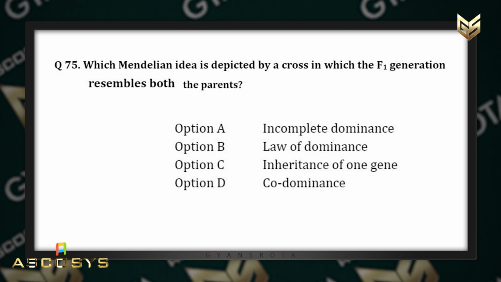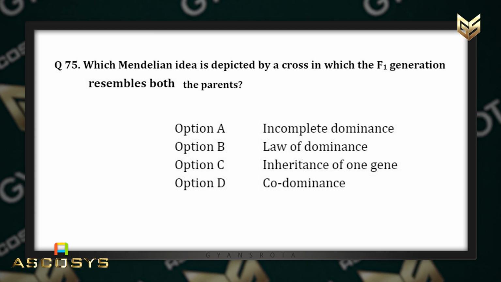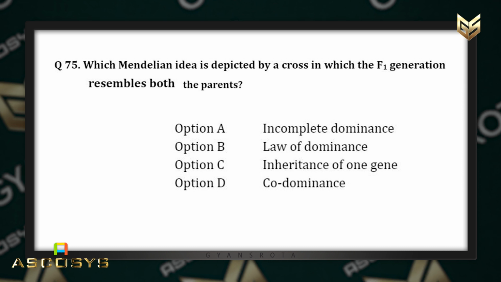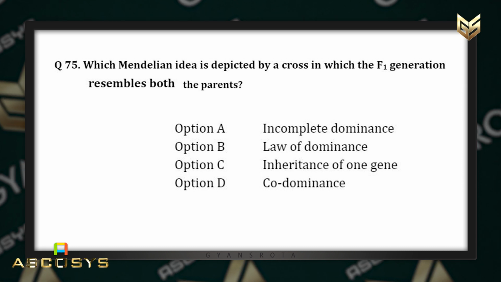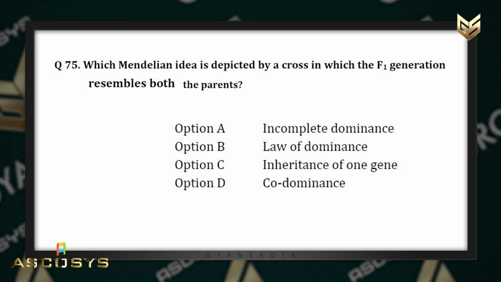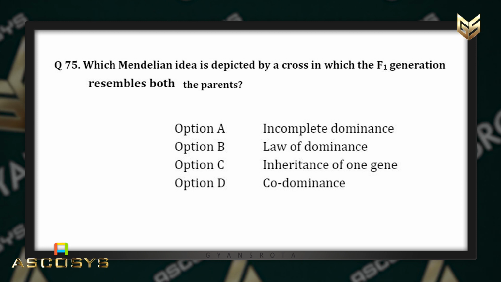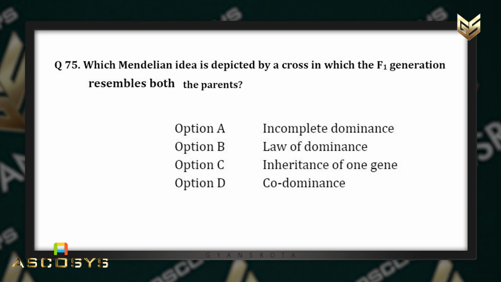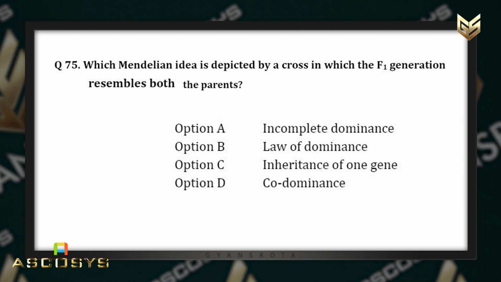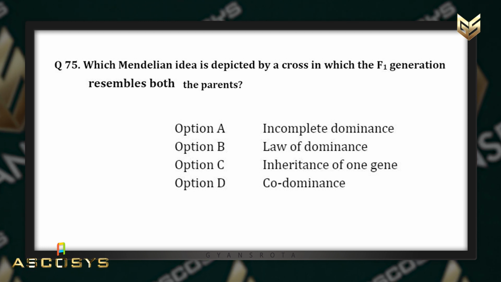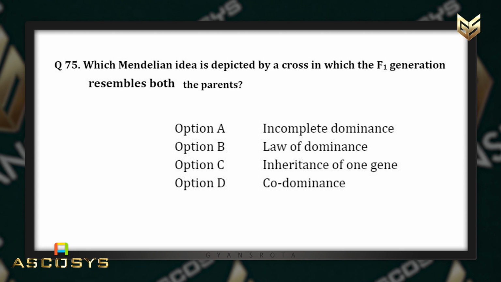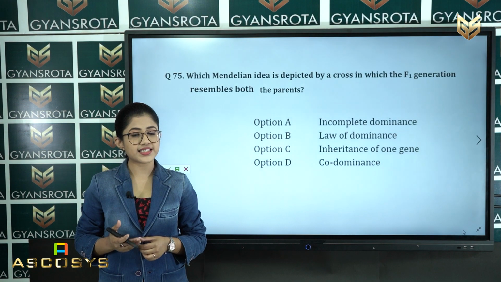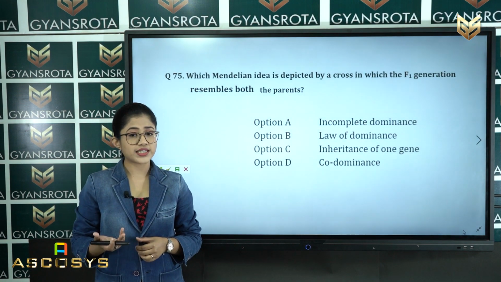Question number 75 is, which Mendelian idea is depicted by a cross in which the F1 generation resembles both the parents? Option number A, incomplete dominance. Option number B, law of dominance. Option number C, inheritance of one gene. And option number D, co-dominance. This is from the chapter Principles of Inheritance and Variations. So, what is the correct answer?